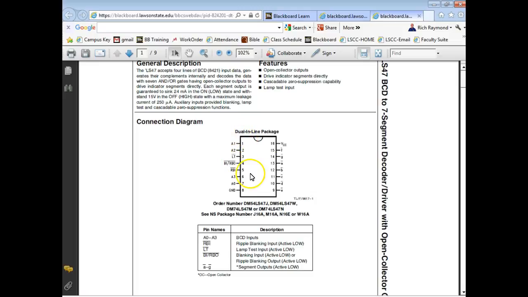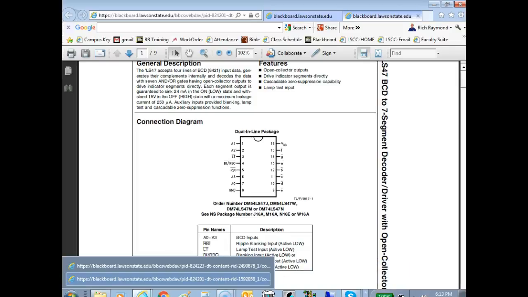But I don't have lamp test wired up. We're supposed to wire a lamp test. Now on mine also, it's a little different because of the size of the switch I'm using. I'm using a 16 pin. I'm using an 8 switch. I'm using an 8 DIP switch.